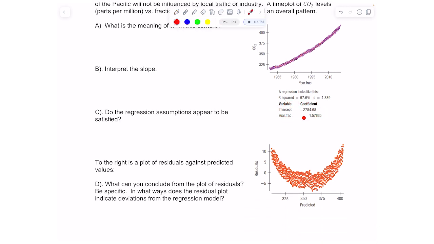So we're going to first remember that when we write our model, it's y hat equals b0, which is your y-intercept, plus b1, which is the slope, times x. And here, my y, you can see, is CO2, so we put a hat over that. My intercept, it tells me, is negative 2784.68, plus my slope is next to the x, and my x is year. So the slope is 1.57835, which I can't really fit there, so I'm just going to leave it like that, and then year. So that would be your regression model, okay, if you ever have to build one from the output given.